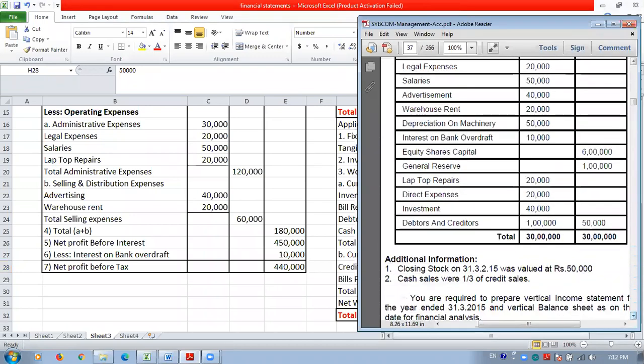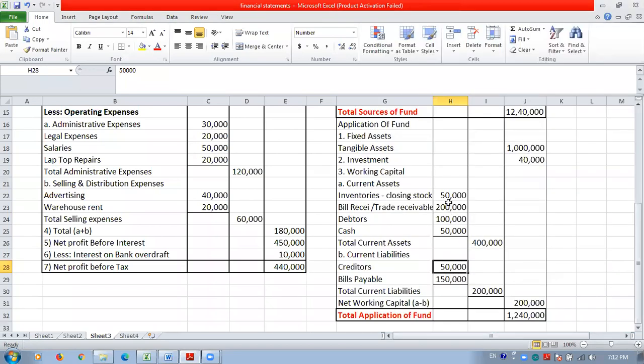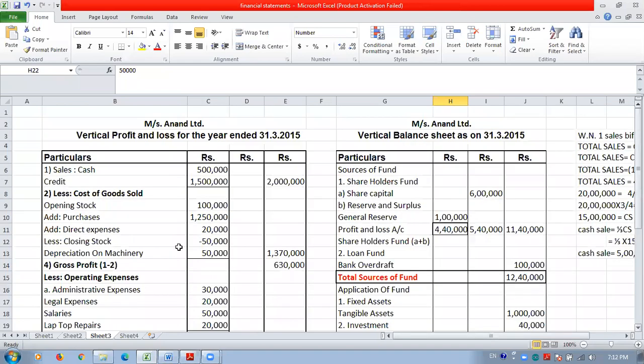Now the adjustment. The closing stock is the only adjustment. It is 50,000. So there are two effects of closing stock. One effect is under current assets, 50,000, and another is to deduct this closing stock of 50,000 from your cost of goods sold. So the whole problem is transferred here.